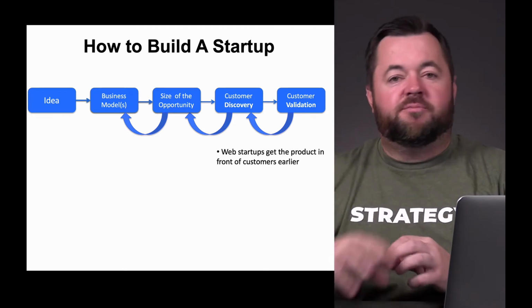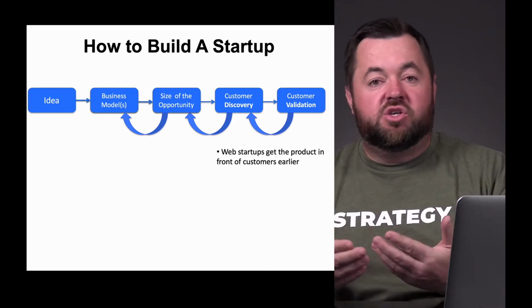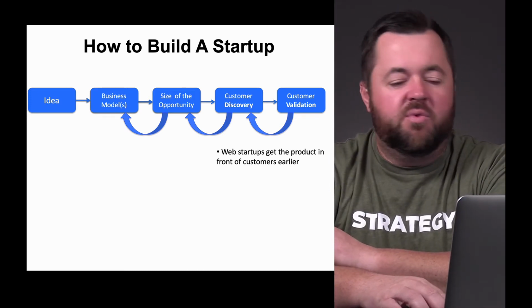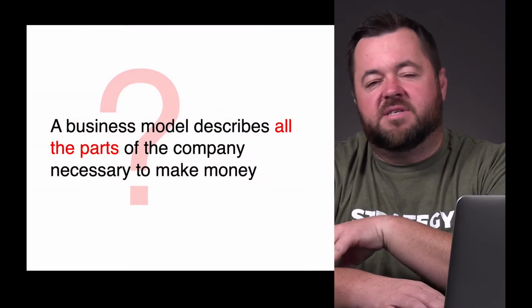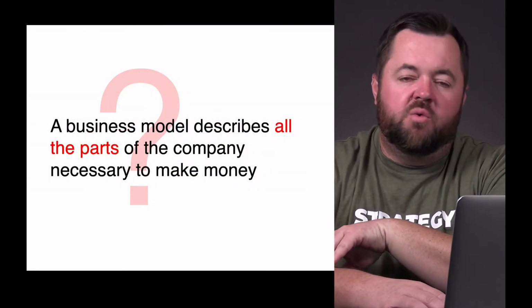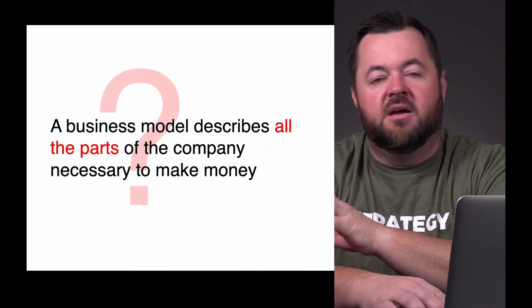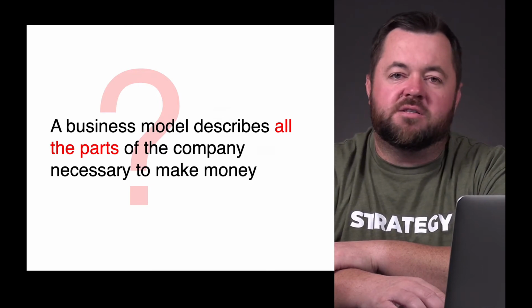And so this iterative process in a tech startup can be very quick, and it can get us to the right product on a much faster timeline than we used to be able to do. So let's talk specifically about business model. We've already said that a business model describes all the parts of a company that are necessary to make money. Well, what are those parts?